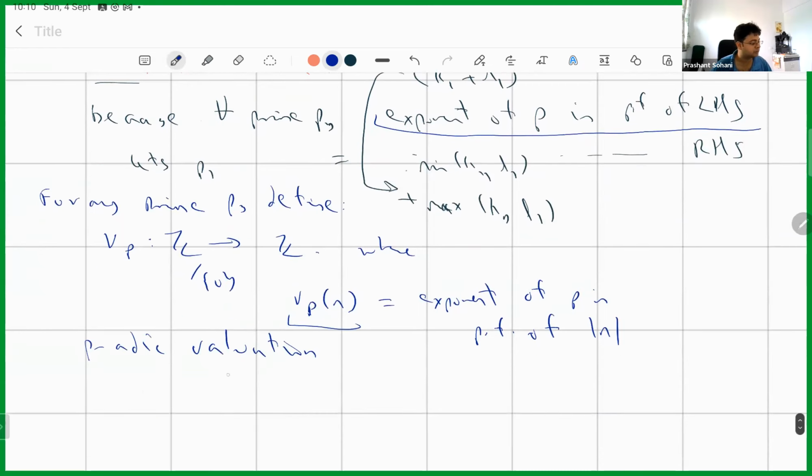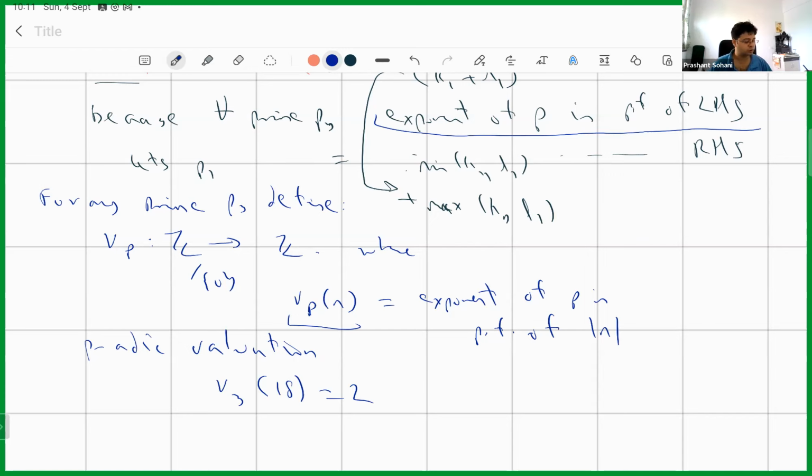Just to give you an example, V3 of 18 is 2, because 3 squared, 9, is the largest power of 3 which occurs in the factorization of 18. This p-adic valuation has some very useful properties which we can study at some point. In fact, I'll need some time to prepare for this, because even I'm new to this, so I'll talk more about p-adic valuation in the next lecture, okay? Because I'll have to do some research.